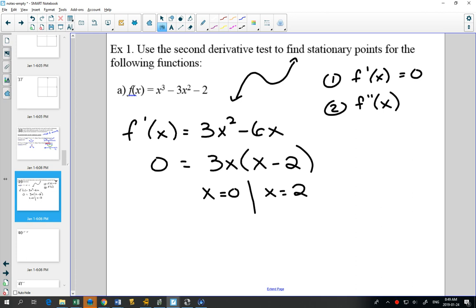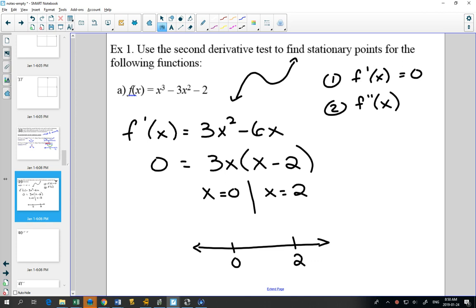And we find that our first derivative is equal to 0 at 0 and 2. So we have two possibilities for maximums and minimums or stationary points of inflection. Now normally, and I'll just put it down here, normally you would draw your line here, because once we get to full curve sketching, this is what you would do.